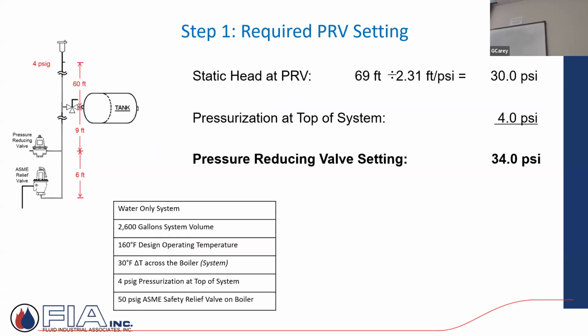So then I say, okay, the fill valve, what do I need to set the fill valve for? Well, it's a function of the height. So 60 feet plus to the tank, and then an additional 9 to the fill valve, 69 divided by 2.31, 30 PSI. I want 4 pounds at the high point, so add it. So now pressure reducing, boom, set for 34. I know the number.